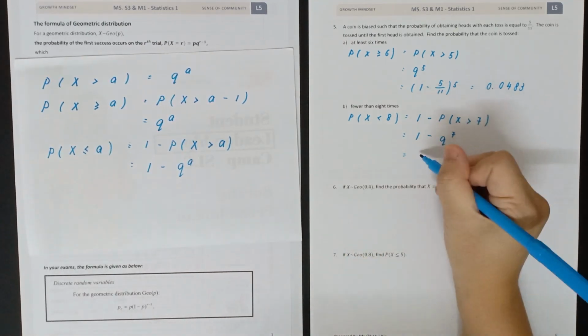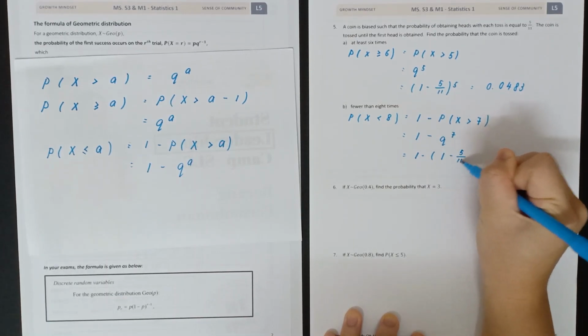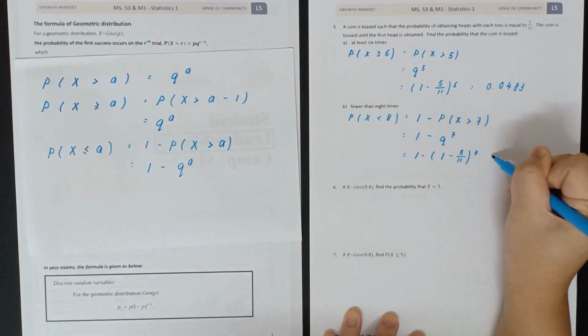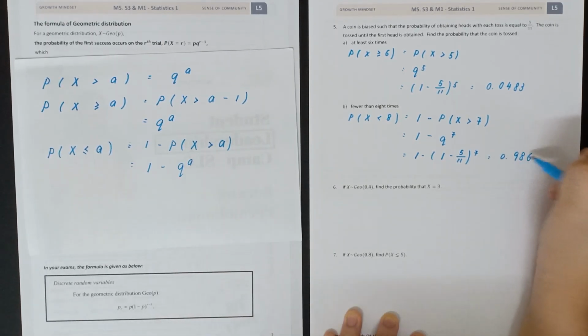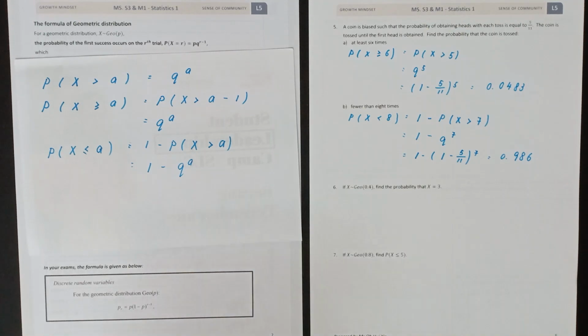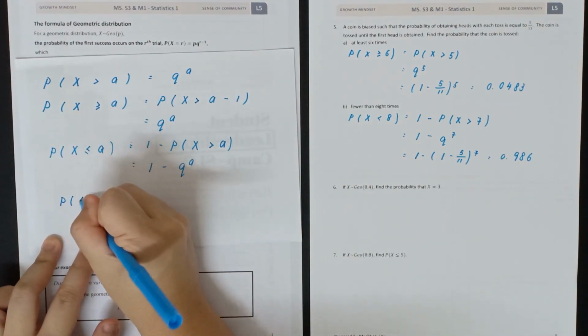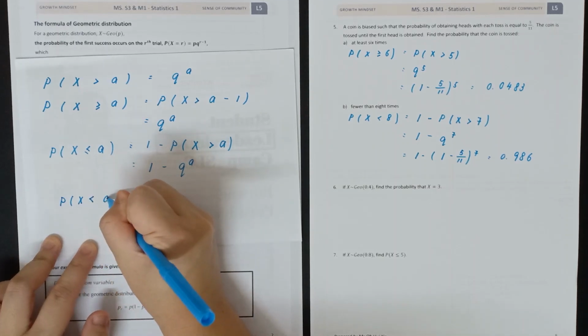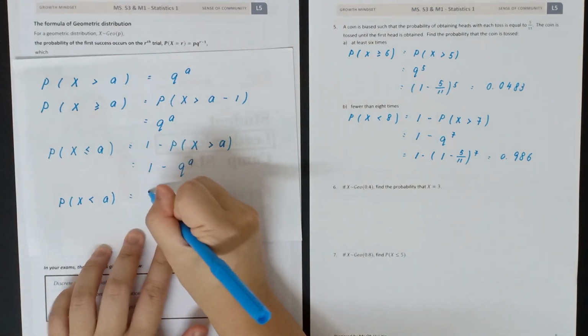So that's why 1 minus 5 over 11 power 7 will be equal to 0.986. I really hope that you can understand. Please don't try to memorize, but I'm writing this in case you cannot really remember everything. Then what you can try to do is implement first, apply first, then slowly you will get it.